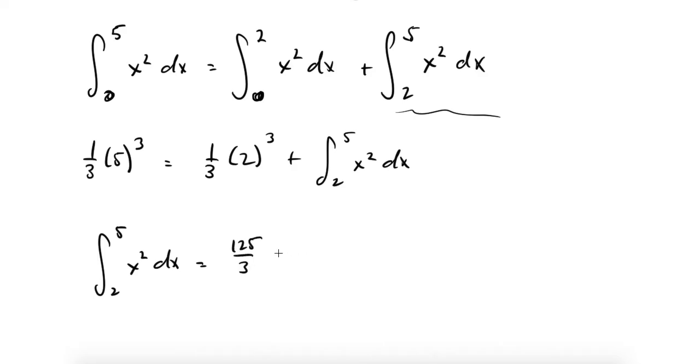125/3 minus 8/3, right? Because this is 8/3, this is 125/3, and I'm going to subtract that 8/3 from both sides to isolate this. And if I subtract, this should be 117 over 3. Well, 120 over 3 would be 40, so that means that this should be 39.